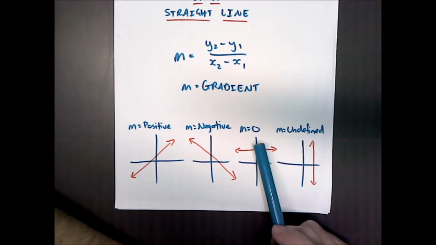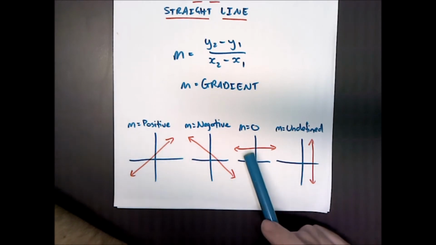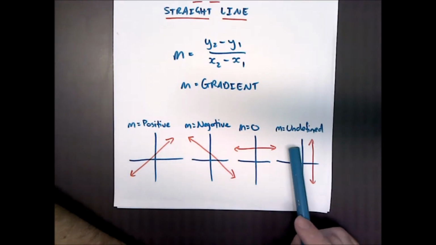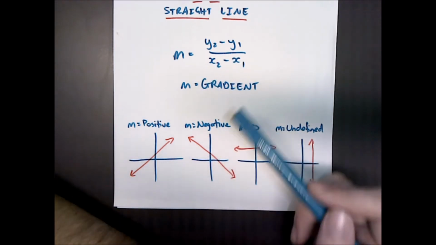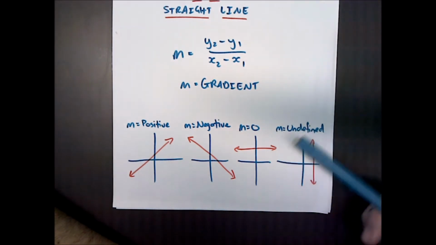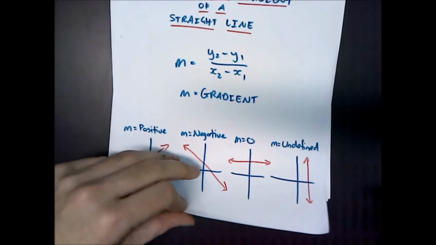If you find that your gradient is zero, that means there is no steepness to your line, so what we have is a horizontal line going straight across. And if you end up getting an undefined gradient, that means the bottom part of the fraction is a zero, and because you can't divide by zero, we can't give a number to the gradient, so we say it's undefined. Now a couple of examples.